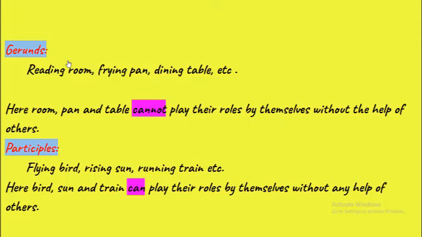Look at the discussion session. Reading room, frying pan, dining table. Here room, pan and table cannot play their roles by themselves without the help of others. And in the case of flying bird, rising sun, running train, here the birds and the train can play the roles by themselves without any help of others. Now, are you clear about the difference?